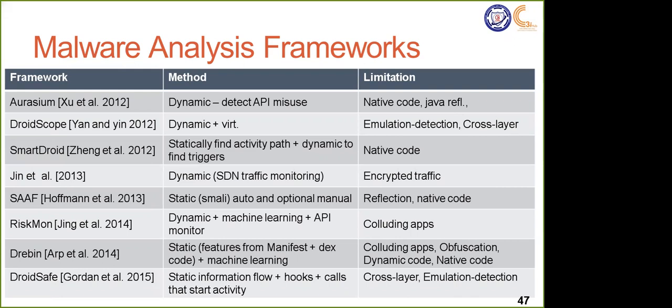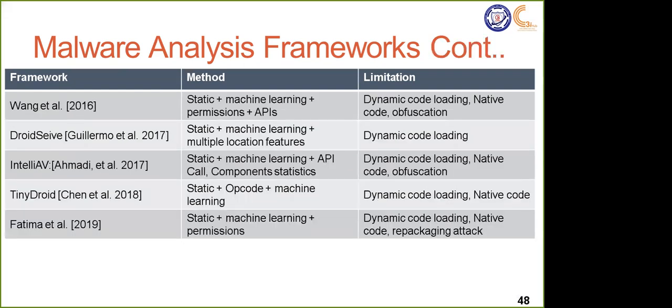Similarly, there are other applications. Drebin is an on-device Android malware detection system, which is lightweight and a static malware analysis system, but it does not analyze colluding apps, where multiple apps collude on their permissions to perform more malicious actions. It is prone to obfuscation attacks. It cannot analyze dynamic code and does not handle native code. Some other limitations are also there.